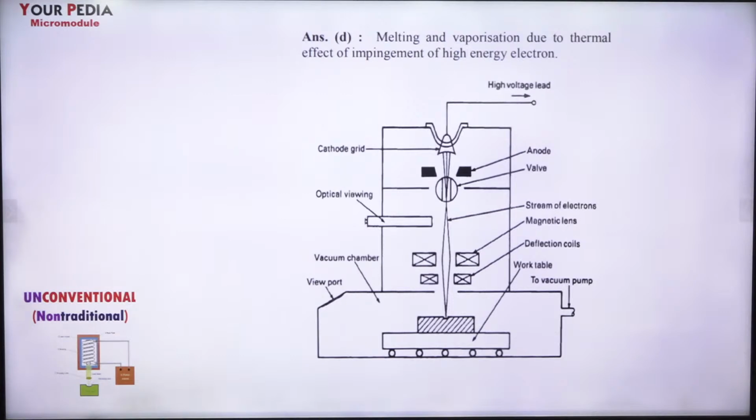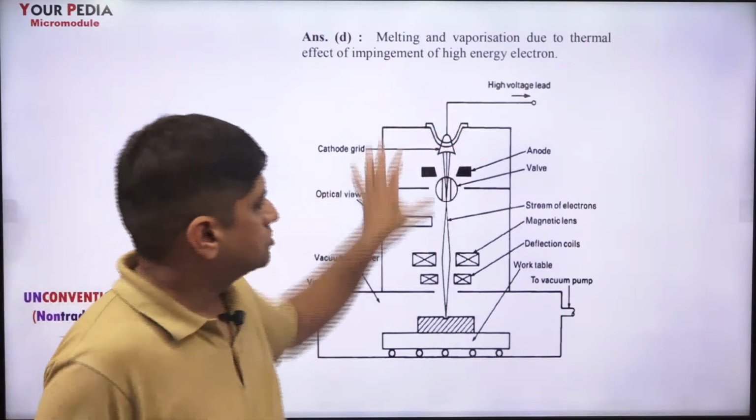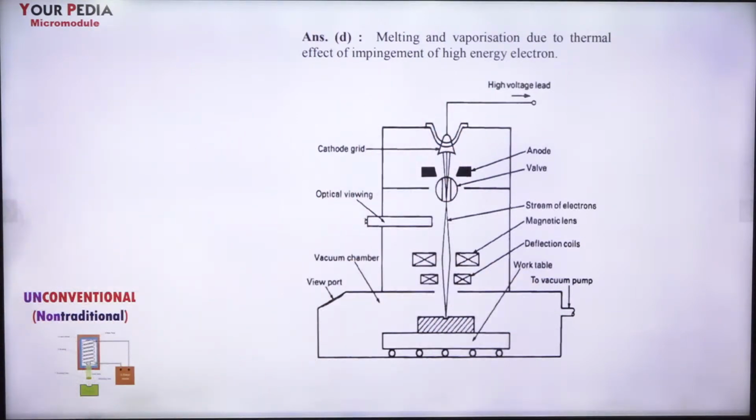So electron gun is used in electron beam machining. There is a deflection coil, there is a magnetic lens. So those things are there, and vacuum is created in this electron beam machining.